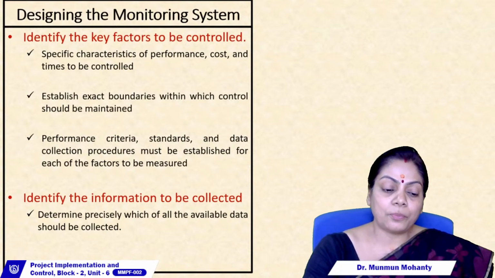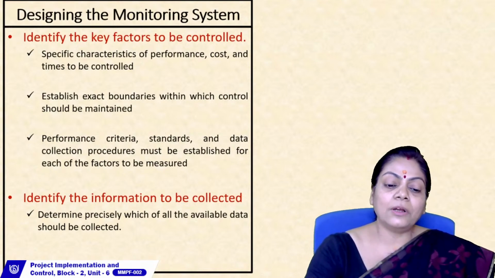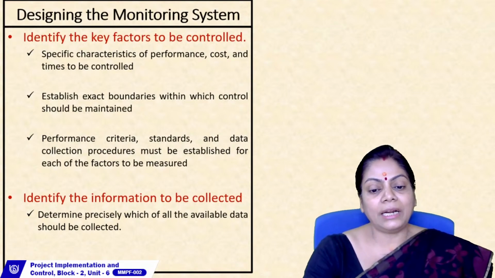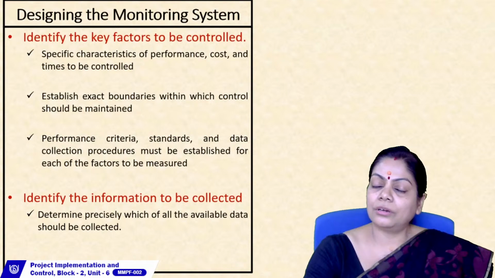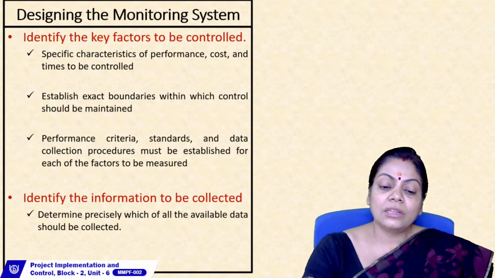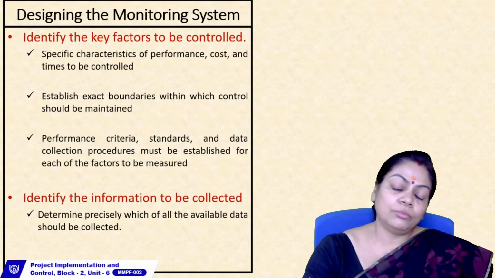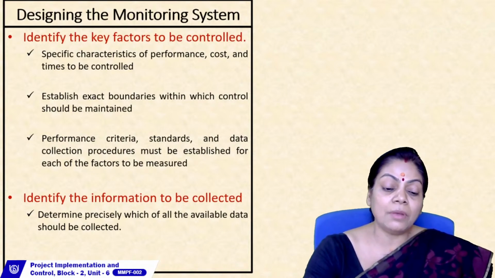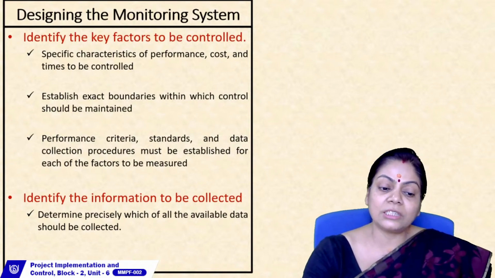To do that, we need to have a proper monitoring system. Now, how do you design a monitoring system? The first step in setting up any monitoring system is that you have to identify the key factors that you want to be controlled. In a project there could be several factors, but what are the main factors that the project manager needs to control? The manager obviously wants to monitor performance, cost, and time, but he has to define with very specific details the performance, the cost, and the time, which of these things he wants to control.